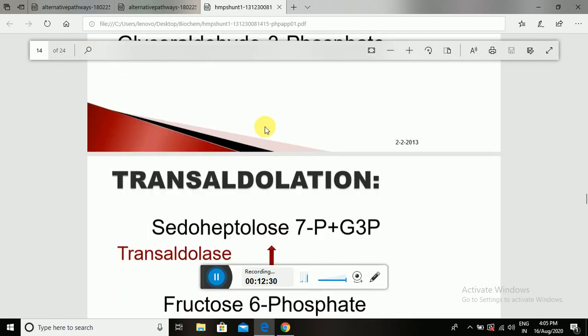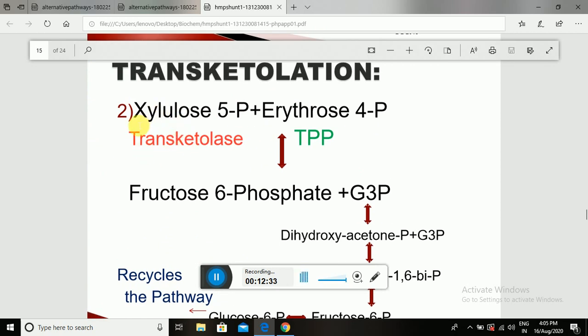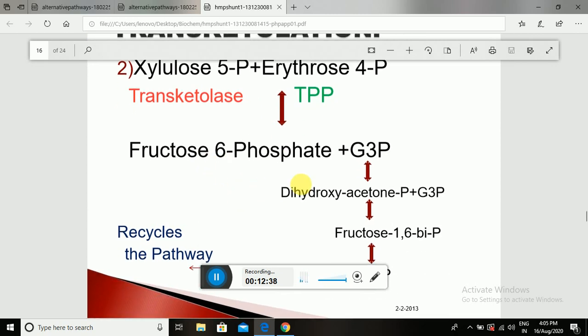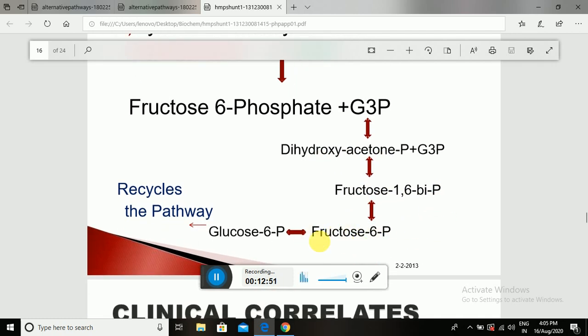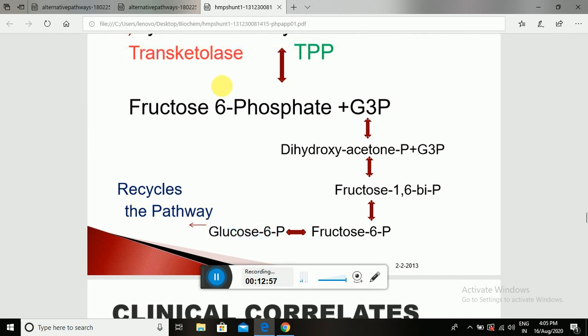In this last stage, xylulose 5-phosphate plus erythrose 4-phosphate, in the presence of transketolase enzyme, give fructose 6-phosphate plus glyceraldehyde 3-phosphate. Then this glyceraldehyde 3-phosphate gets converted into DHAP plus glyceraldehyde 3-phosphate, then interconverted into fructose 1,6-bisphosphate, then fructose 6-phosphate to glucose 6-phosphate, and this glucose 6-phosphate will be recycled into the same pentose phosphate pathway. Here is the completion of the hexose monophosphate shunt, also known as the pentose phosphate pathway.